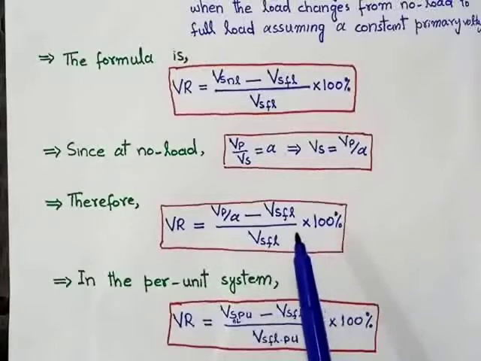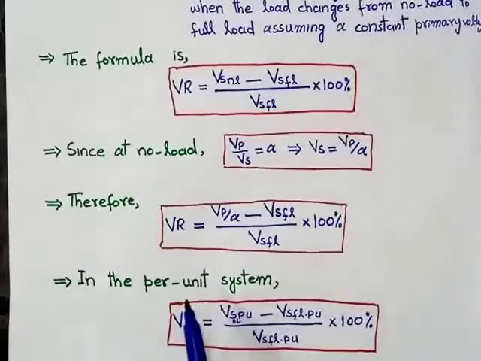So in the per unit system, we can define the voltage regulation. In the per unit system, the formula of the voltage regulation will be equal to V secondary no load voltage in per unit minus secondary voltage at full load condition in per unit, divided by secondary voltage at full load in per unit, multiplied by 100. So this is the voltage regulation formula in the per unit system. It means in the per unit system we can calculate the voltage regulation of a transformer as well.